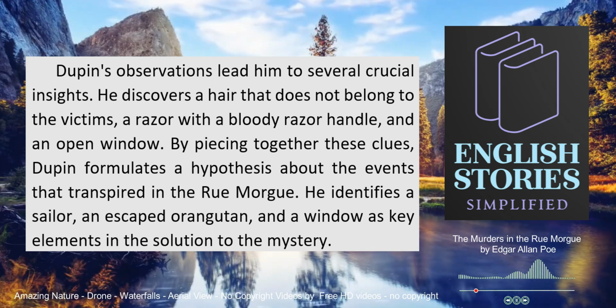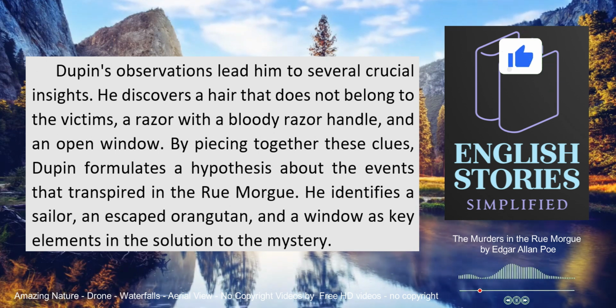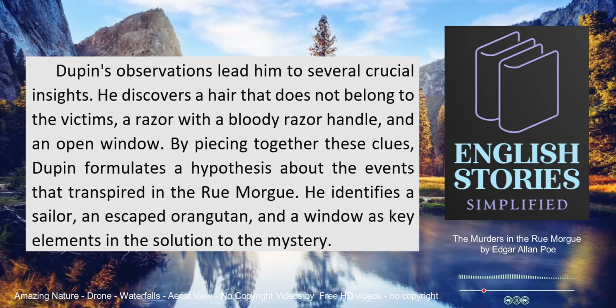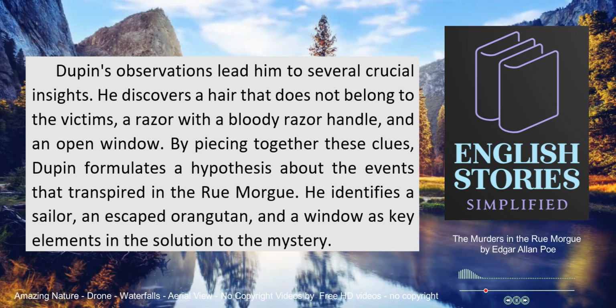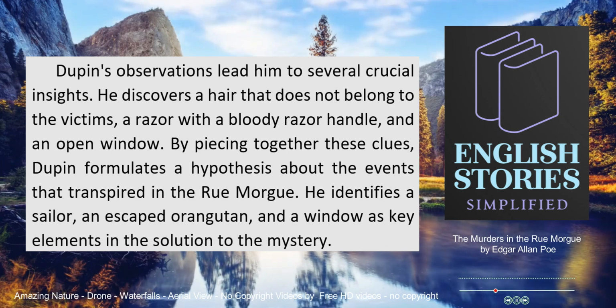He discovers a hair that does not belong to the victims, a razor with a bloody razor handle, and an open window. By piecing together these clues, Dupin formulates a hypothesis about the events that transpired in the Rue Morgue. He identifies a sailor, an escaped orangutan, and a window as key elements in the solution to the mystery.